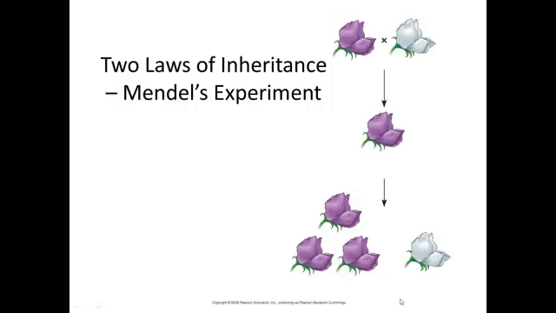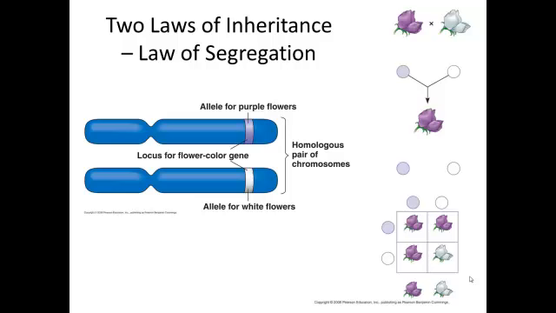Because the allele for white flowers is recessive, you must have 2 copies of the white flower gene to have white flowers in the plant, which leads to the law of segregation. Because plants, like people, are diploid, they have 2 copies of each chromosome. Plants have 2 copies of each allele.